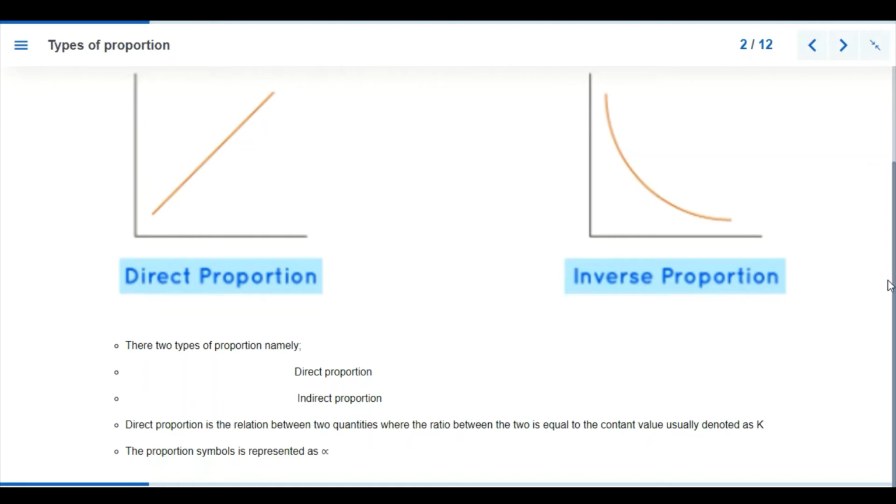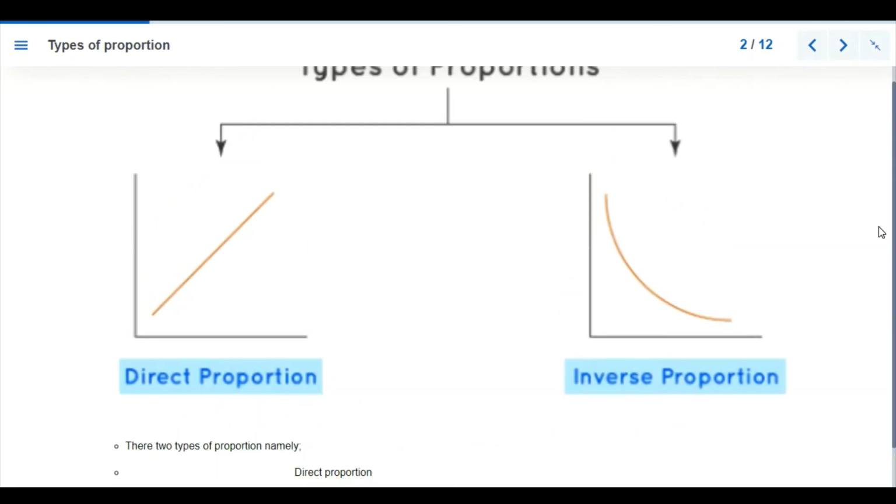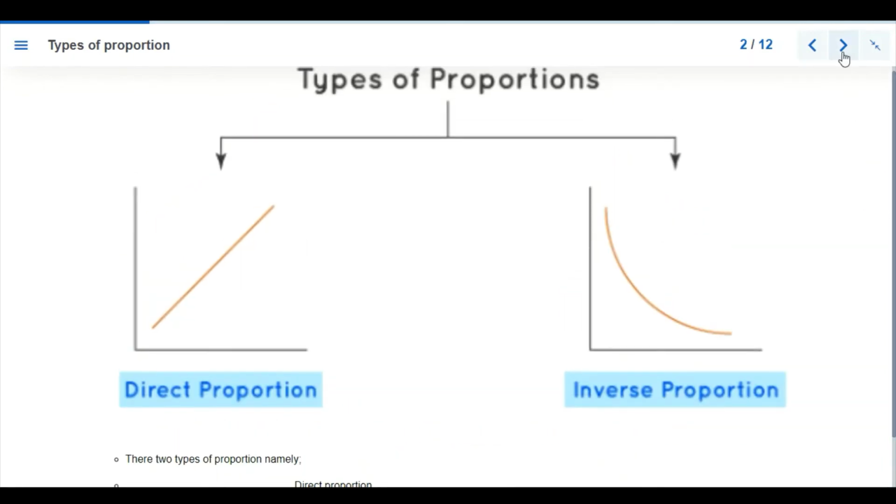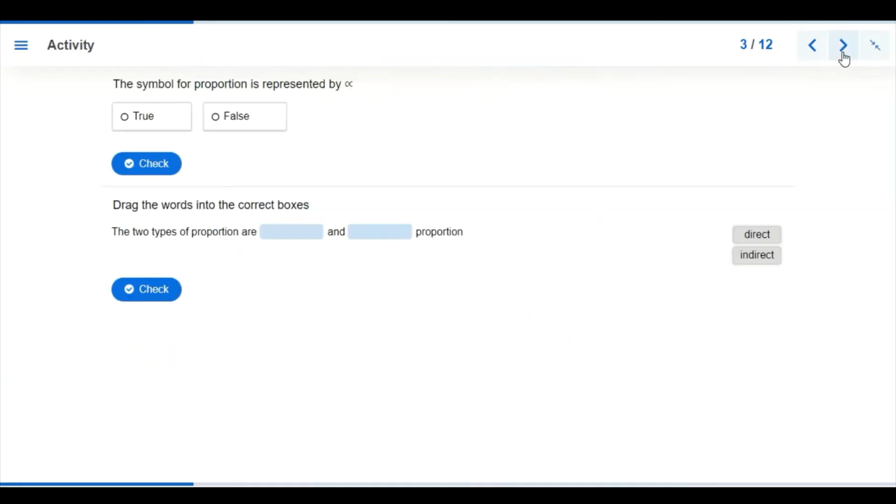For direct proportion, it shows the relationship between two quantities, and we always have a constant value, which is k, that we use to denote proportionality. And the symbol for proportion is this. This is the proportionality sign. So we have two types of proportion, which are direct proportion and indirect proportion.